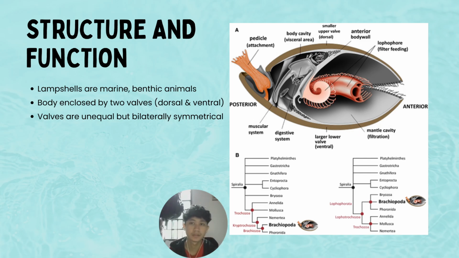So for the first slide, let me begin with the structure and function of lamp shells. So the first point is lamp shells are marine and benthic animals. Second, their body is enclosed with two valves, which are dorsal and ventral. The third one is valves are unequal but bilaterally symmetrical. So the lamp shells are benthic animals, meaning they live attached to the seafloor. So their bodies are enclosed within a hard shell that consists of two valves. Unlike bivalve mollusks, the two valves of lamp shells are arranged dorsally and ventrally rather than left and right.